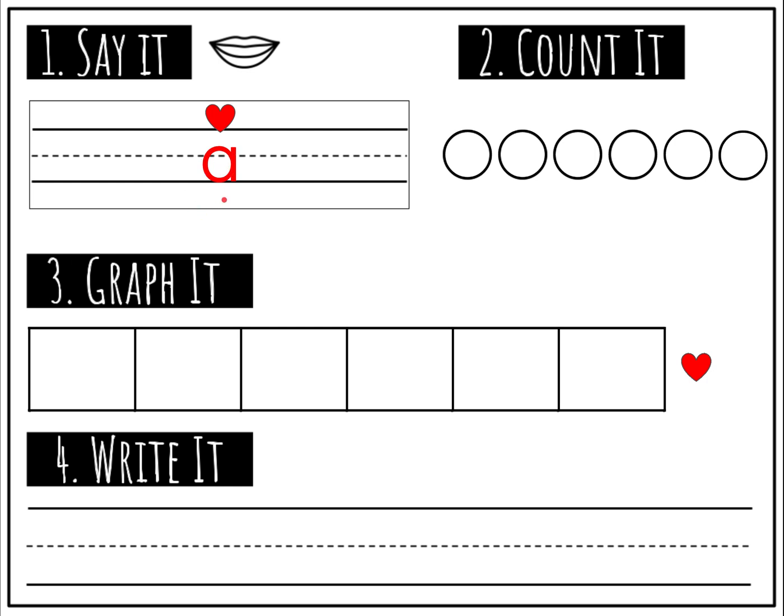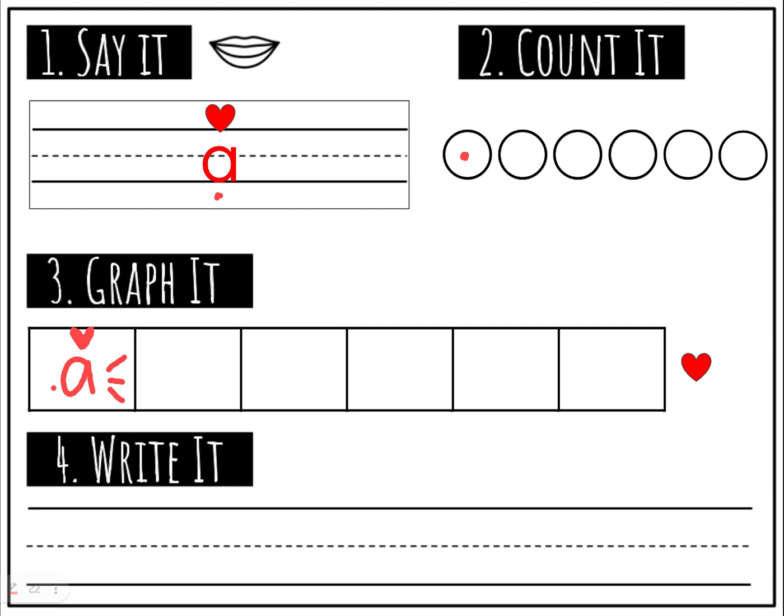When I say the word A, I hear just one sound. A. One more time. A. Because I hear one sound in the word A, I am only going to use one box when I graph it. So A is spelled with, that's right, the letter A. But the reason that there's a heart is because this letter in this word is saying its name.